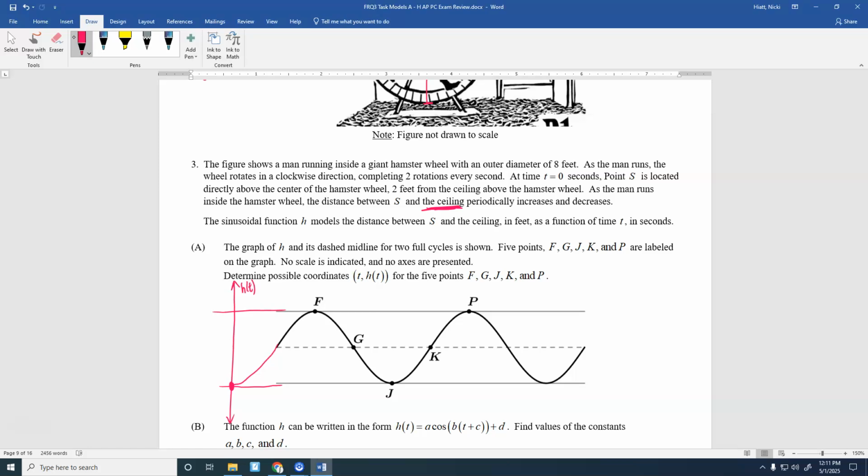And on that h of t axis, what's the lowest? What's the closest we ever get to the ceiling? That is 2. That's our minimum point. And the furthest away from the ceiling is going to be 10. What's the midline going to be? 6. Halfway between 2 and 10. So that gets all of our y coordinates worked out. And so we got 10 and 10 right here. That middle line is 6 and 6. And then the bottom line right there is 2.